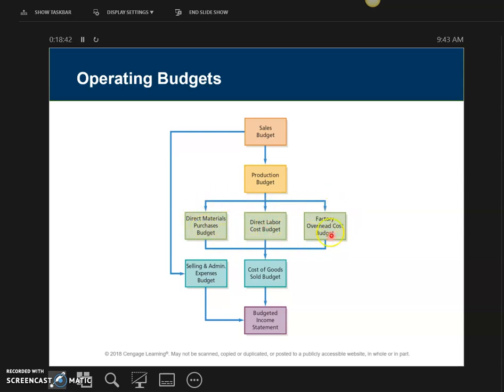Once I know these three things, then I know the cost of goods sold, which helps me lead to the budgeted income statement. So in this video, we're going to cover the sales budget, production budget, DM, DL, and factory overhead. And then I'll stop and move forward.